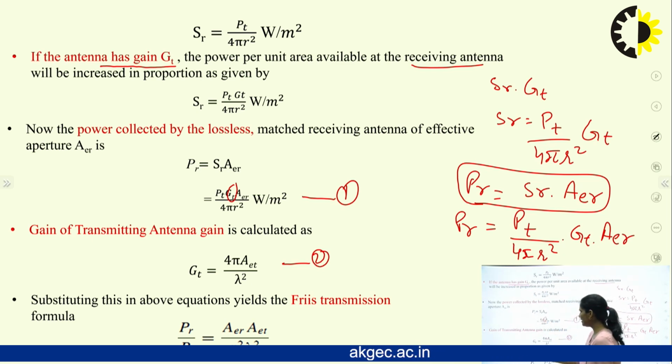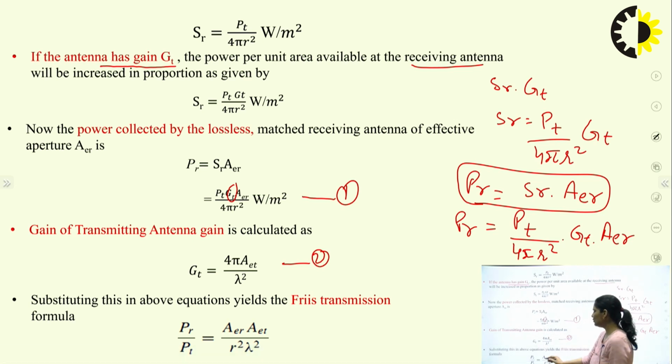So when you put this value here, you will get PR upon PT equal to AER, the effective aperture at the receiver side, into AET, the effective aperture at the transmitter side, upon R square into lambda square. So this is your Friis transmission formula. Okay.